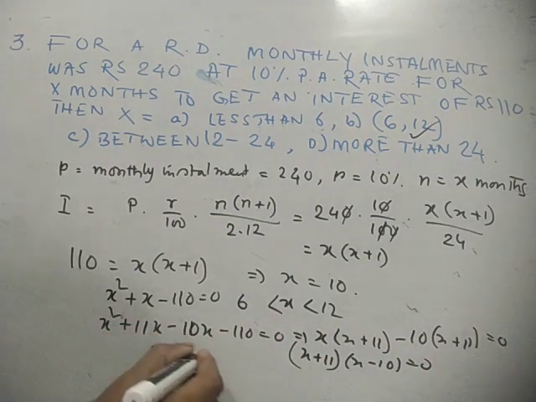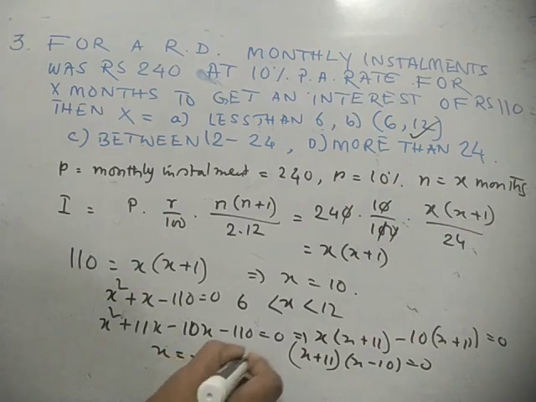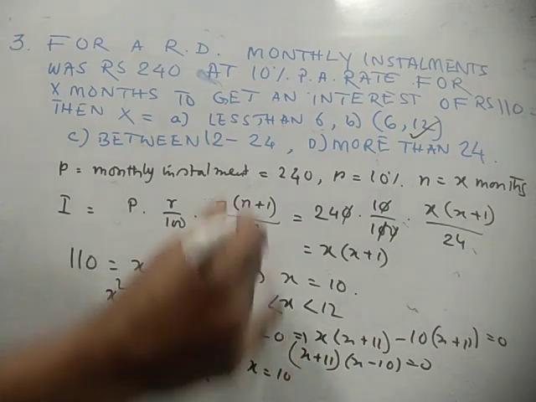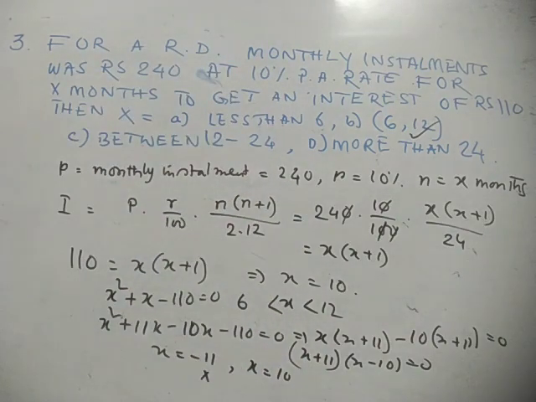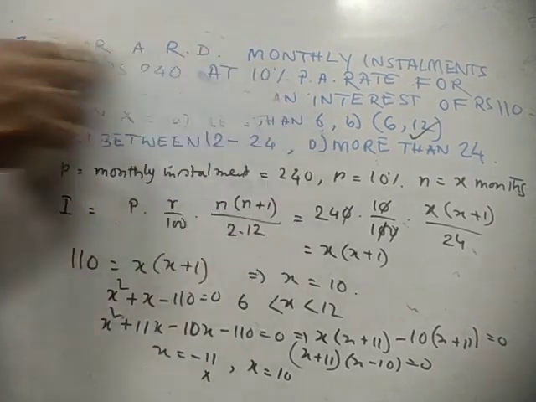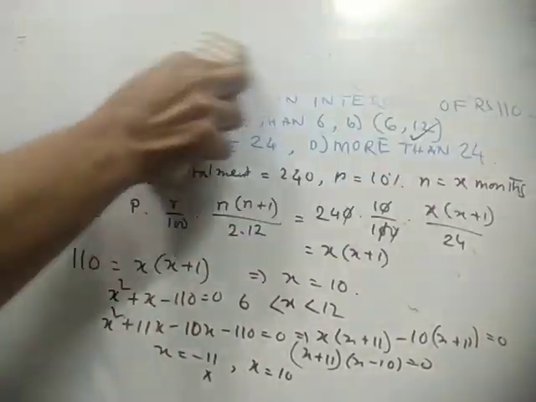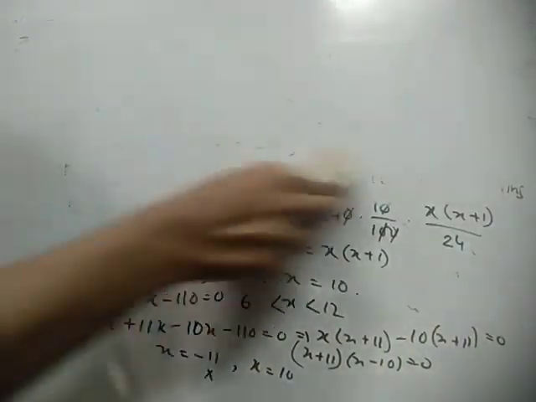Now we know either the first factor equals 0, so X plus 11 equals 0, so from there we are getting X equals minus 11, which is not possible, so it is rejected. Another factor, X minus 10 equals 0, from there we are getting X equals 10. So this sum we have to do this way.